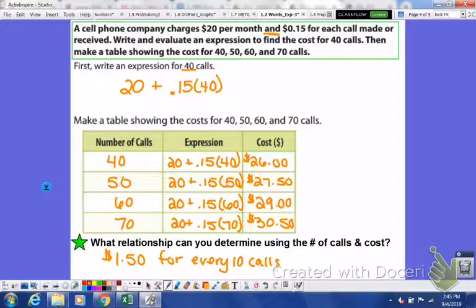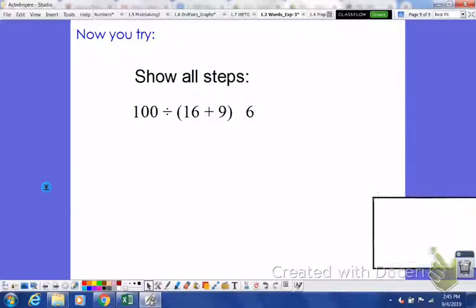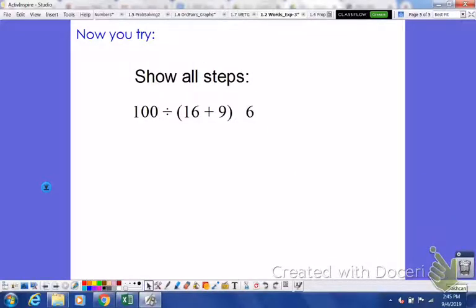Okay, so that's all the problems that we're going to do together. So last up, I know this video is getting a little long. Well, now you try. I want you to show all of your steps. So following your PEMDAS, starting off with 100 divided by the quantity of 16 plus 9. And then that should be plus 6. Lost the plus 9 there. Okay, so write that problem down and then show all of your steps just like we did in our notes, and you are finished.